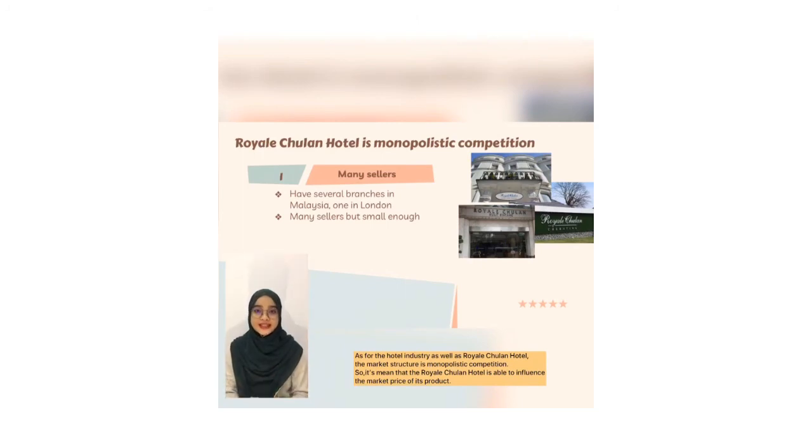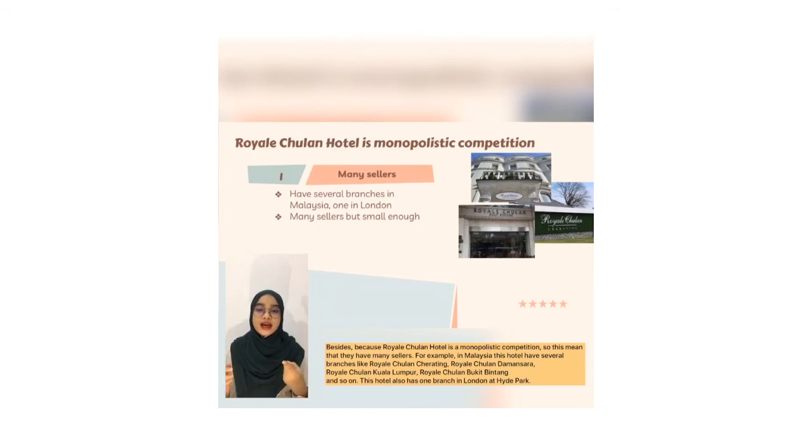So, this means that the Royal Chulan Hotel is able to influence the market price of its product. Besides, because Royal Chulan Hotel is in monopolistic competition, this means that they have many sellers. For example, in Malaysia, this hotel has several branches like Royal Chulan Cherating, Royal Chulan Damansara, Royal Chulan Kuala Lumpur, Royal Chulan Bintang, and so on. And this hotel also has one branch in London at Hyde Park.